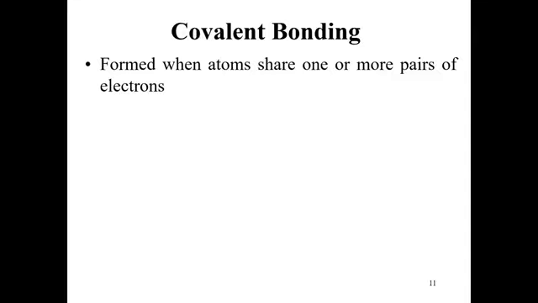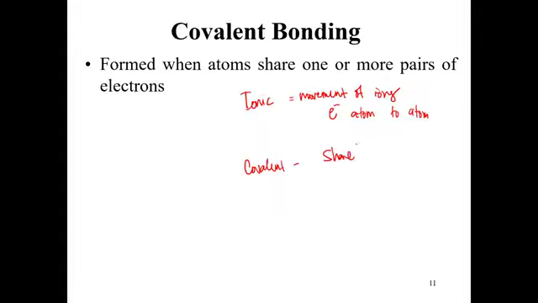Covalent bonding, on the other hand, is formed when atoms share one or more pairs of electrons. How does this differ from ionic bonding? From ionic, there is movement. It means that the electron moves from atom to atom. While for covalent, they share electrons, meaning they put their electrons together to form the bond.